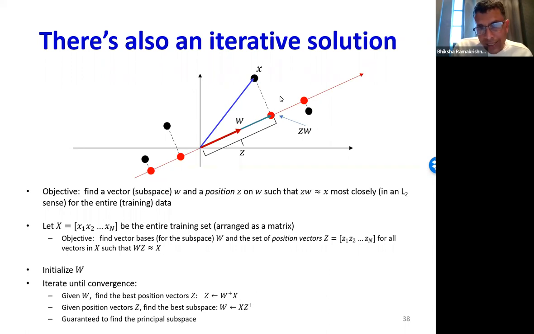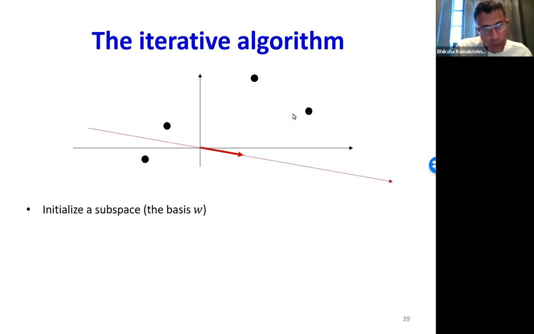So once you realize that you're trying to approximate every X by some Z times W, then there's a two-step process. I can initialize my W, then fix the W and find the Z for every X. Then I can fix the Z for all the X's and find my W. So visually, here's what it would look like if those black data points are my data instances. I can initialize a subspace, the W, which is shown by the dark red arrow.